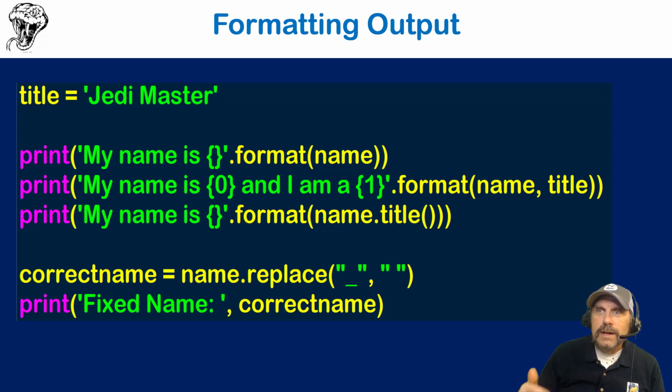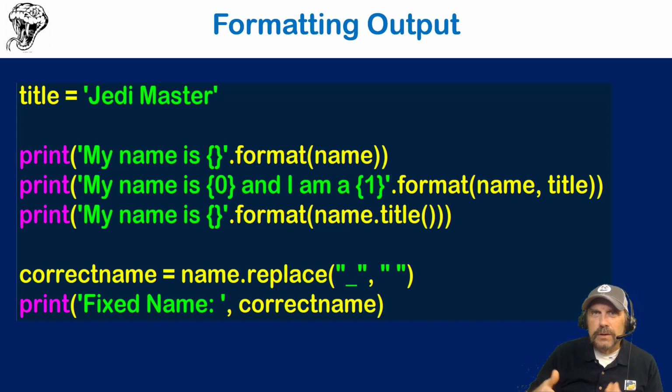Finally, below we see the last two lines, correct name equal. What we're doing is creating a new variable, and we're going to say name.replace, and we're going to replace the underscore with the space, right? That's what those parameters are doing. And now correct name has the same thing, Luke Skywalker, but it got rid of the uppercase letter that was in the middle of his name.